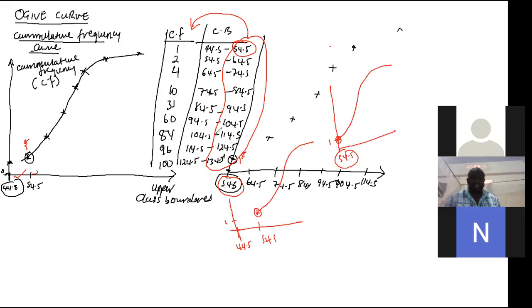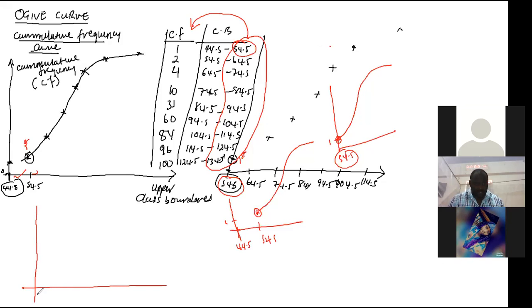Can someone give us an idea of their scale? What scale have you used on the x-axis for better scaling? 10 with 2 big boxes. So it means if I start with 44.5, I'll have here 54.5, 64.5. But in the middle here, there are 2 big what?